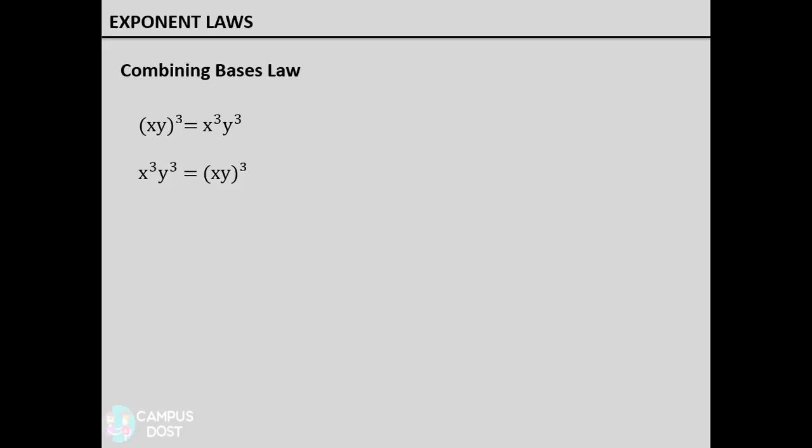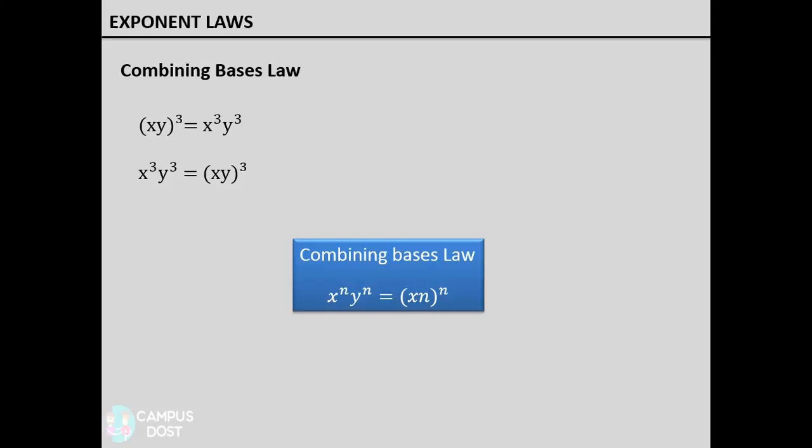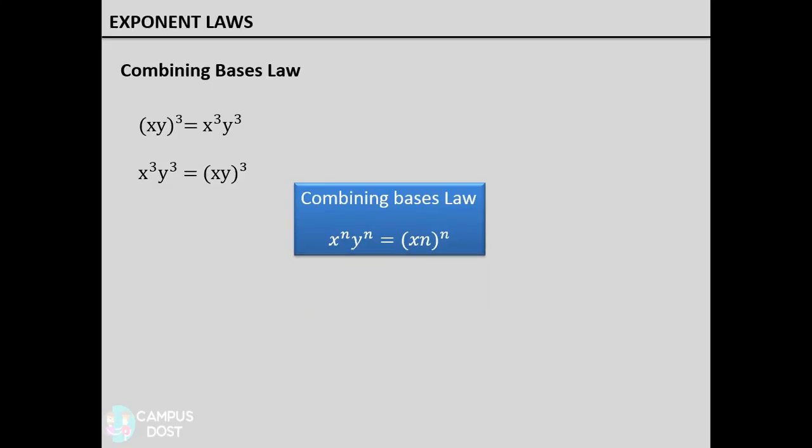Now, to generalize this result, if we have a product where two exponents are equal, then we can rewrite this as the product of the two bases, all to the power of that exponent. Now please note that in order to apply this law, the exponents must be equal. So for example, 2 and 7 are both raised to the power of 3. We can rewrite this as 2 times 7 all to the power of 3, which is the same as 14 to the power of 3. Similarly, we can rewrite this as 9 times 11 all to the power of 10, which is equal to 99 to the power of 10.